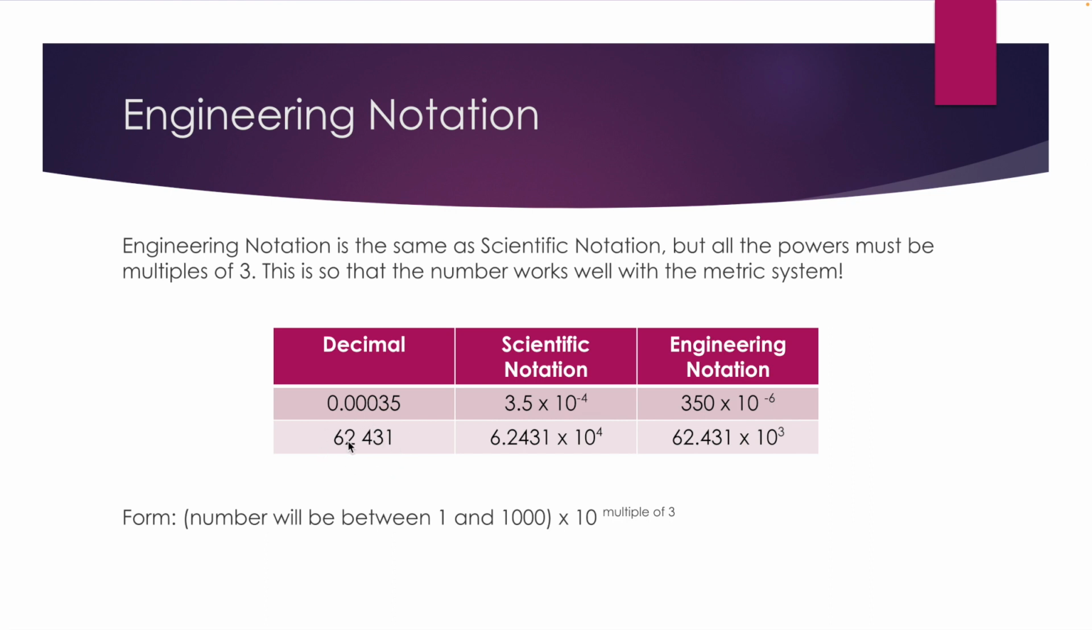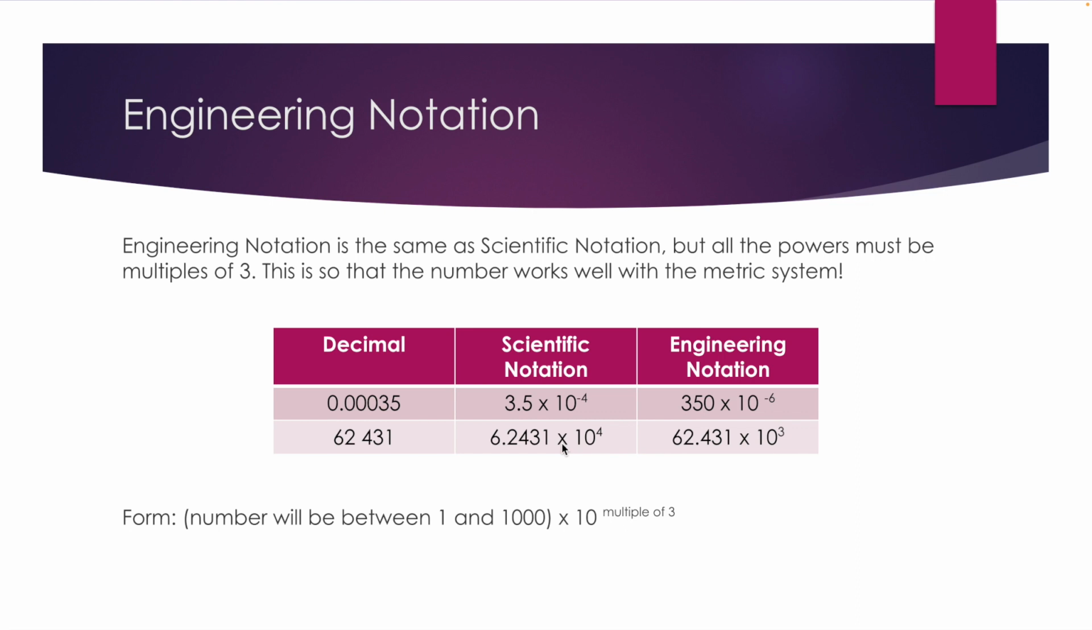For this number, we get 62,431. I want the decimal to go between the 6 and the 2, so I move it 1, 2, 3, 4 spaces. And I get 6.2431 times 10 to the power of 4. Again, with this first number being between 1 and 10.